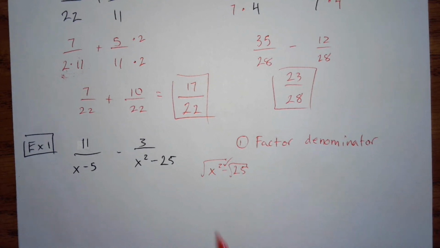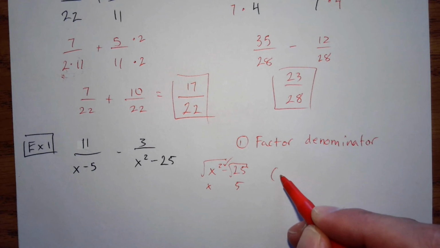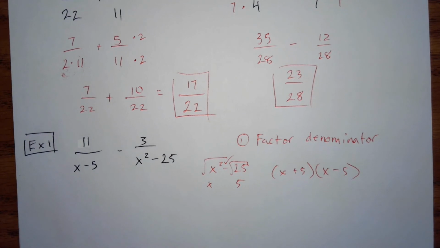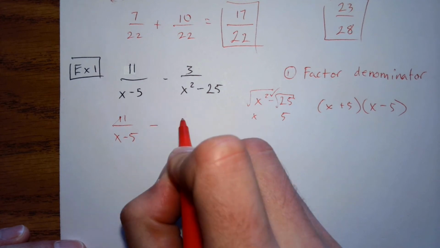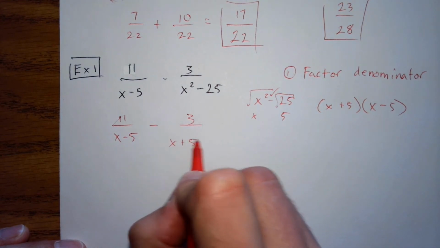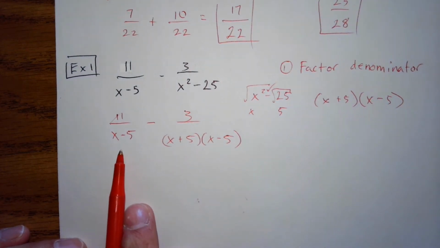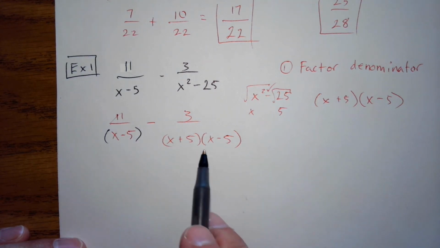He's right, though. So x and 5, if this had a plus in between, we wouldn't be able to do this, but this is a difference of squares, so we can write x plus 5 and x minus 5. So I can write down 11 over x minus 5 minus 3 over x plus 5, x minus 5. So hopefully we can tell that this one's missing an x plus 5. So that's what I have to multiply in the top and bottom here. I don't have to do anything to this one.